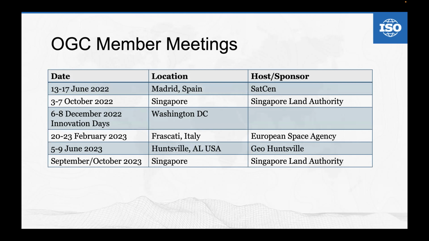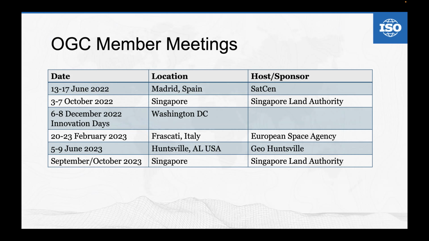For those of you that want to attend OGC member meetings, like I said, we've had 2 this year. We were in Madrid in June, Singapore in October. And the week of 20 to 23 February, we'll be in Frascati, Italy, the outskirts of Rome, for a member meeting. 5 through 9 June in Huntsville, Alabama, in the southern U.S. While it's really hot already, so that'll be super fun to go sweat. And if you want to keep sweating, you can go to Singapore again in September, October for our final member meeting of the year. We're down to 3 per year now instead of 4.